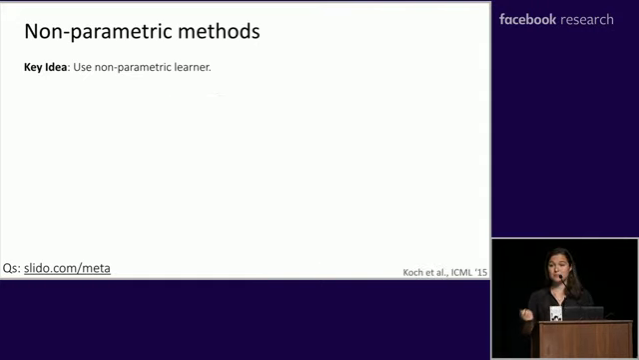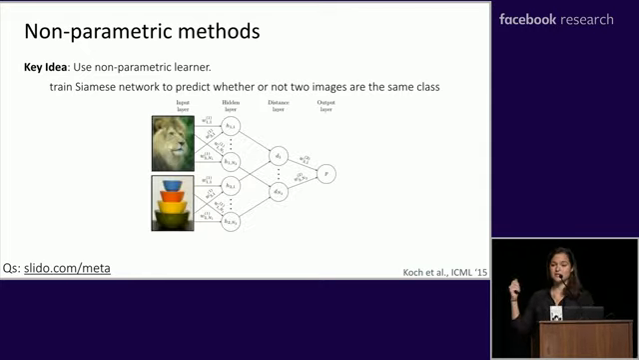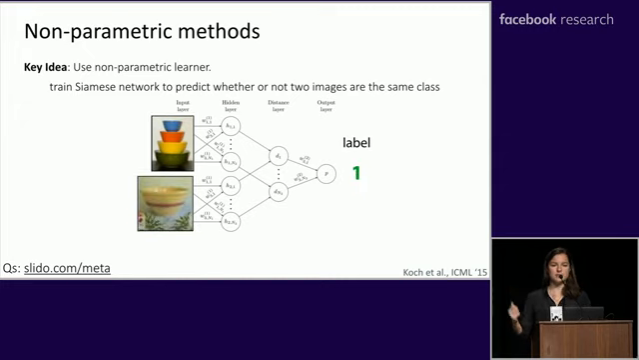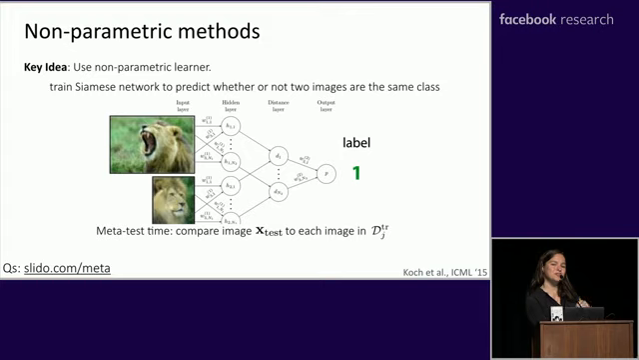The first very simple approach for doing this is to train a Siamese network to predict whether or not two images are the same. So we can train a neural network that takes in two images and is trained to output whether or not they're the same. 0 corresponds to them not being the same, 1 corresponds to them being the same class. And repeat this through all of the data in your meta-training data set. Once you've trained this neural network to compare pairs of images, at meta-test time, you can take your test data point, compare it to each of the images in your training data set, and then output the corresponding label of the image that is the closest.